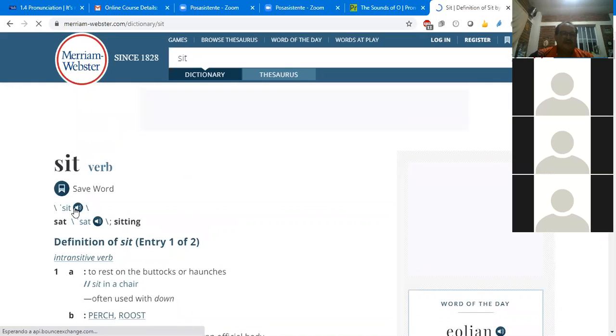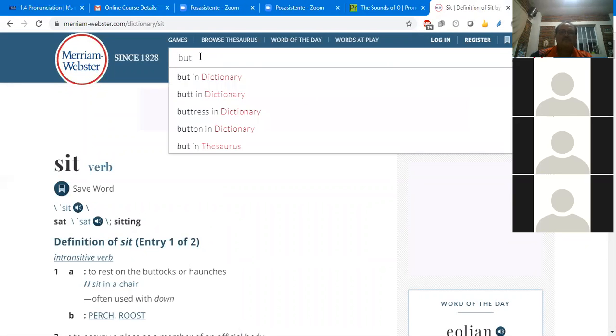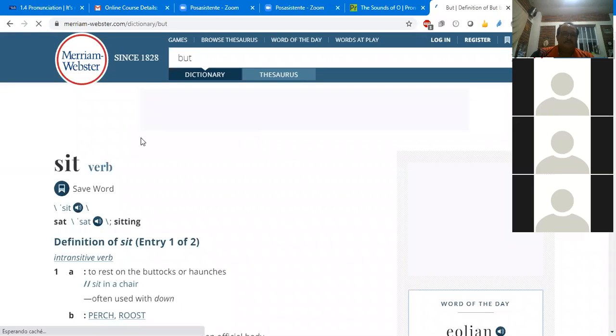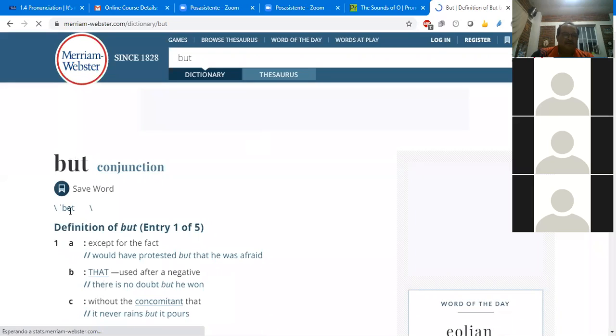Okay, look, it says sit, but it doesn't. Sit, not seat. Sat. Okay, and now look at this one. Look, this symbol is the same. So you can say plus, but. The same, but.